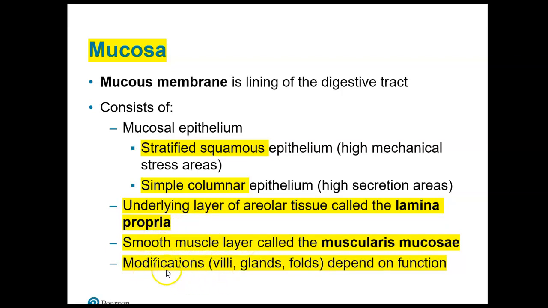The modifications such as villi, which are folds, or glands, depend on the function. And there are other folds as well, like the plicae circularis in the small intestine and the rugae in the stomach. So the folding usually is for increasing surface area.